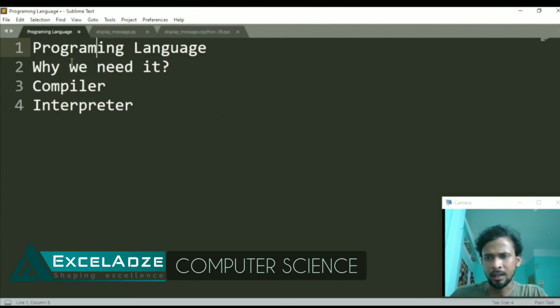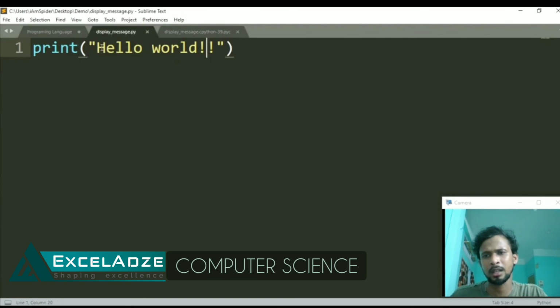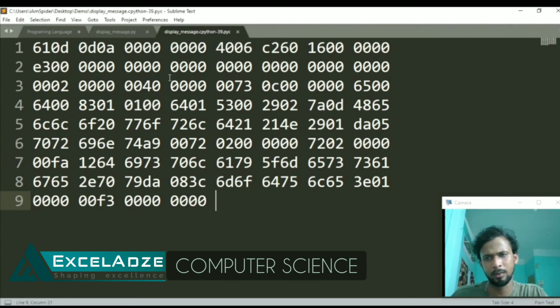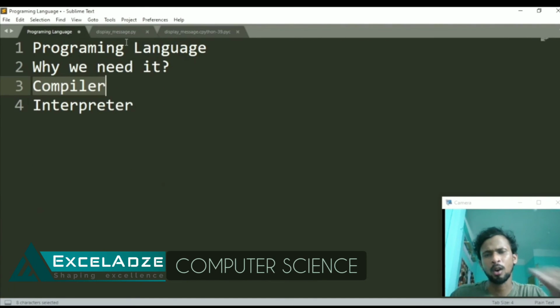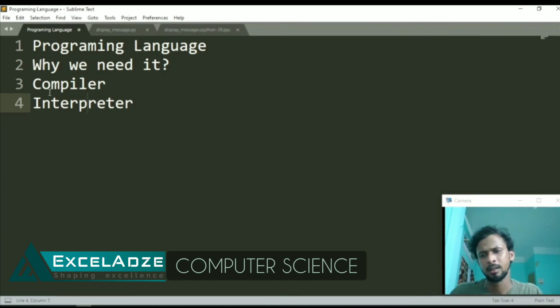After that we discussed the compiler. Compiler does what? It is the translator which translates your high level language to low level language. But it takes all your instructions together and after that converts them to the low level language. Again, the interpreter is also a translator. It takes the instructions line by line and converts them line by line. So this is the difference between compiler and interpreter.